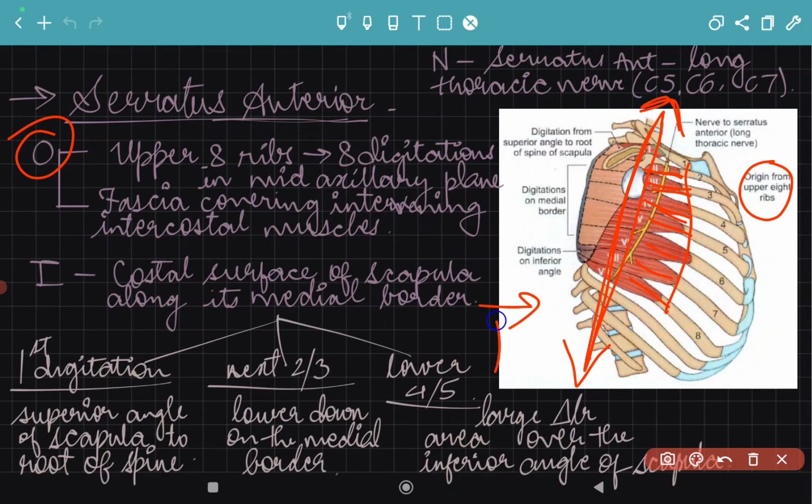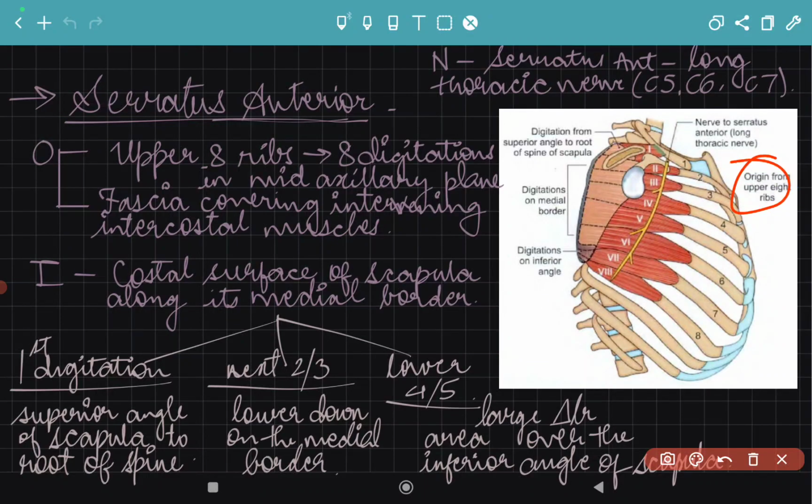So in this diagram also, this is the lateral view, so that we can appreciate the origin and insertion of this muscle. So it is present in mid-axillary plane. So it arises from upper 8 ribs plus the fascia covering those intervening intercostal muscles. So mainly from upper 8 ribs. And then it will insert on scapula, but where? Medial border of the scapula, and that too the costal surface.